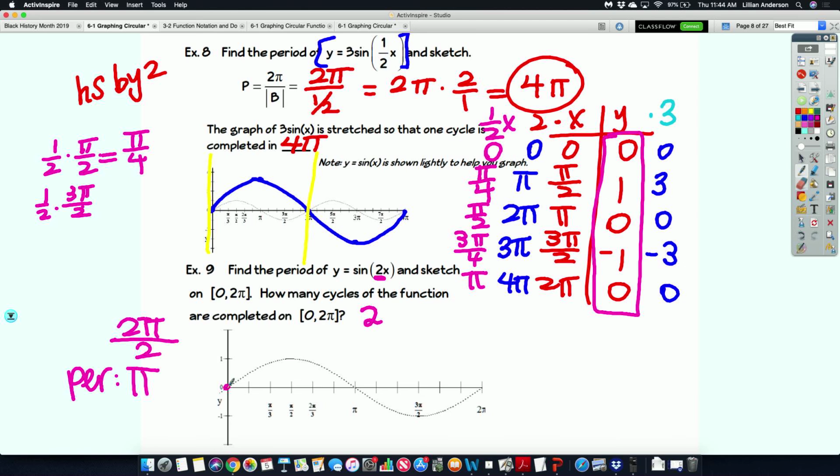So that's 0, 0, pi over 4, 1. Pi over 4 is halfway in between 0 and pi over 2. Pi over 2, 0. 3 pi over 4 is halfway between pi over 2 and pi. And then pi, 0. That is one cycle.